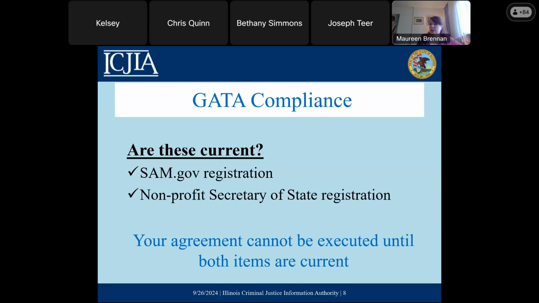If you're a nonprofit agency, you also have to register with the Secretary of State and stay current with them as well. So that may be another issue that your grant specialist is flagging for you to work with the Secretary of State's office to get in good standing with them. And while your grant specialist can flag these issues for you, they can't do anything to help you get your sam.gov registration or your standing with the Secretary of State's nonprofit registration up to date. Those are things we can't help with, but you will have to make those current, or we won't be able to execute your agreement.